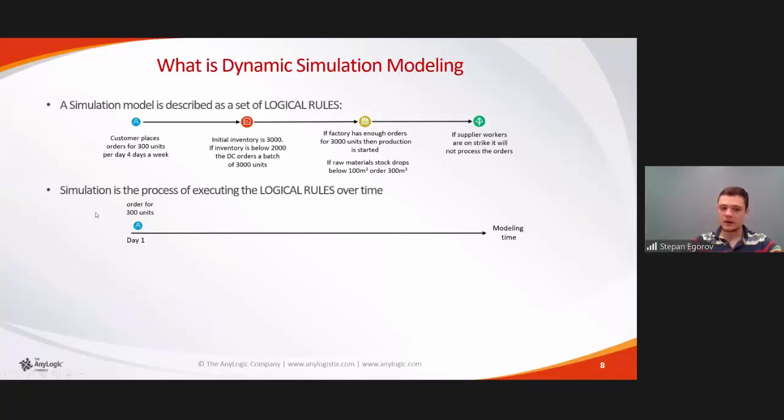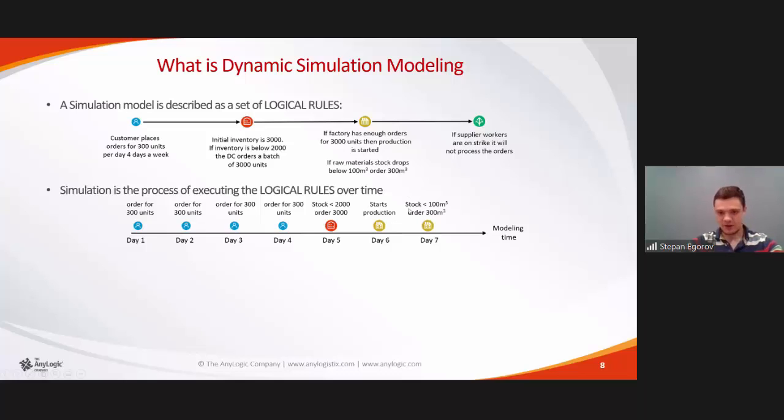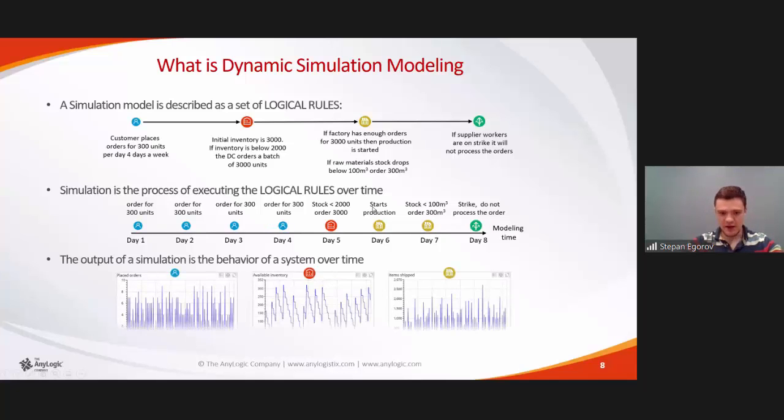So for example, on day 1, customers order 300 units, day 2, they order 300 units, day 3, day 4, the same. On day 5, the DC runs out of stock and they have to order another replenishment order from the upstream. And the factory starts production. On day 7, when the factory's raw material stock falls below a certain level, they order from a supplier. And this is how it works. You can see the whole thing in operation in dynamics.